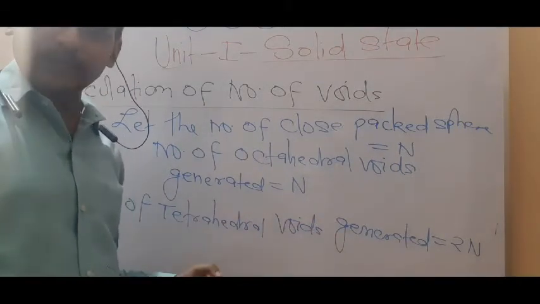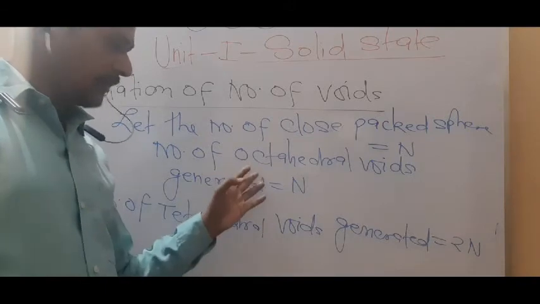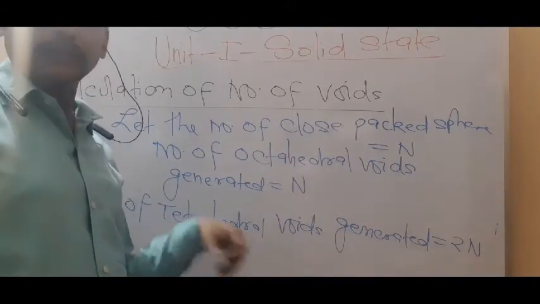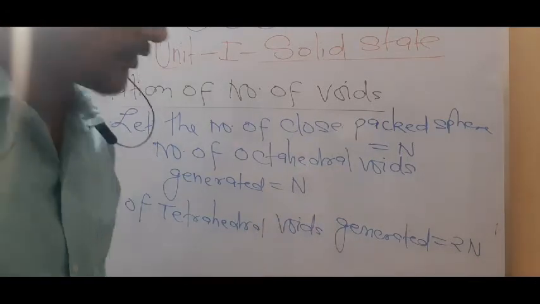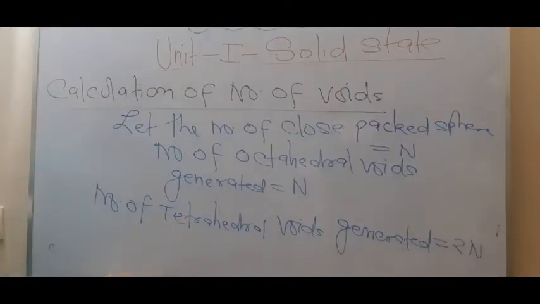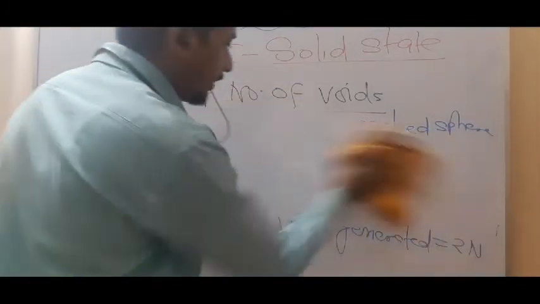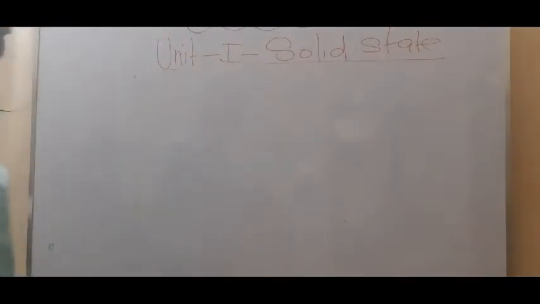So two types of voids are generated here. One has the same number as the close packed spheres, and the tetrahedral voids have just double the number of close packed spheres. By this way you can calculate the voids, and also you can calculate the formula. Let us focus on the next heading, how we can calculate a formula if you know the condition of tetrahedral and octahedral voids.